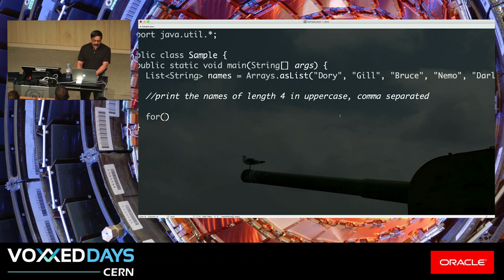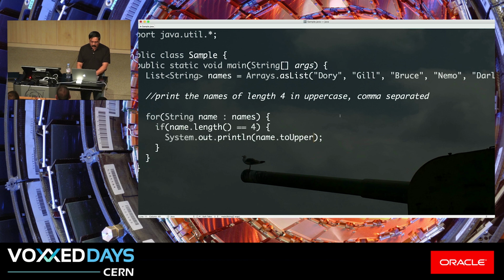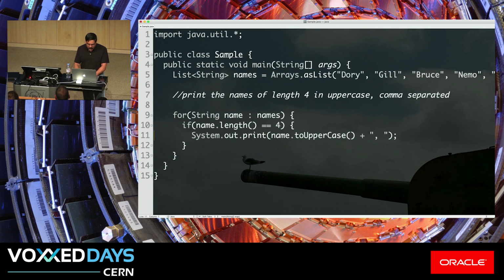Well, okay, so we could say for string name in names, of course. And I can simply say if name.length is equal to 4, I can simply output name.toUpperCase, convert it to uppercase and print it. Well, that was very easy. Oh, but wait a minute. The names have to be comma separated. We can put them in comma separation. Obviously, the intent was to have them all on the same line. So I can simply go back here and say that. And when I run this code, of course, you will get the output.